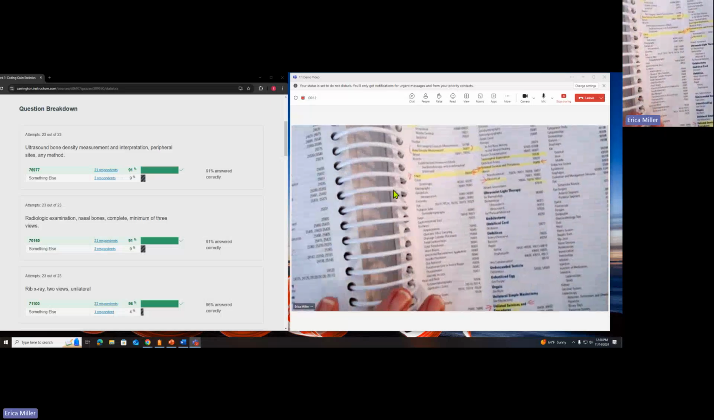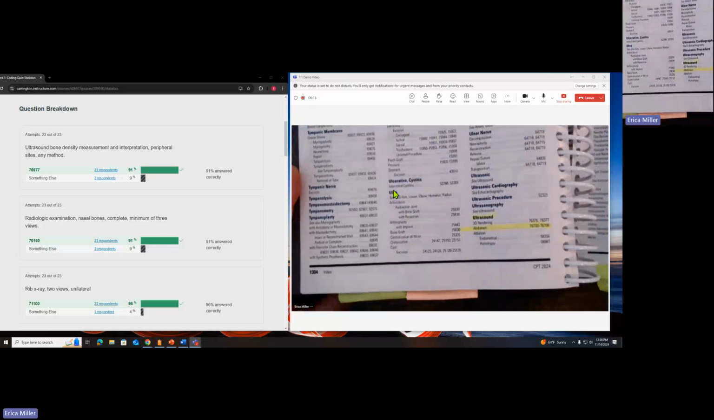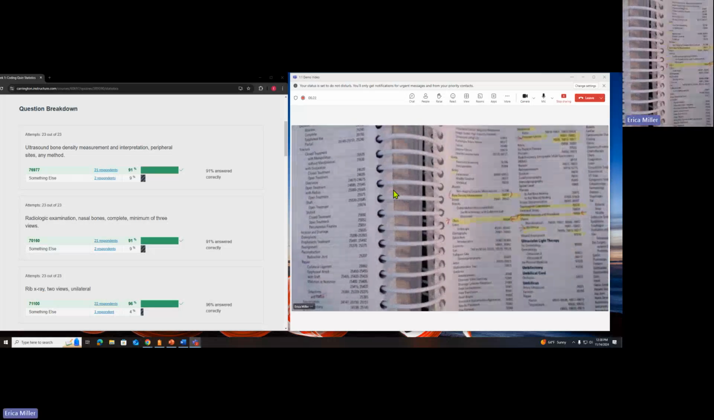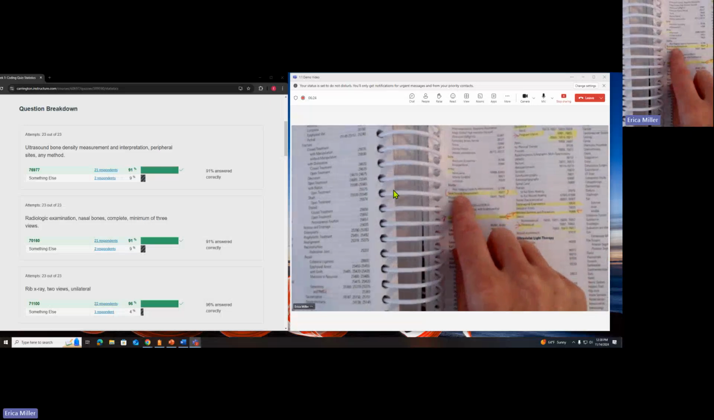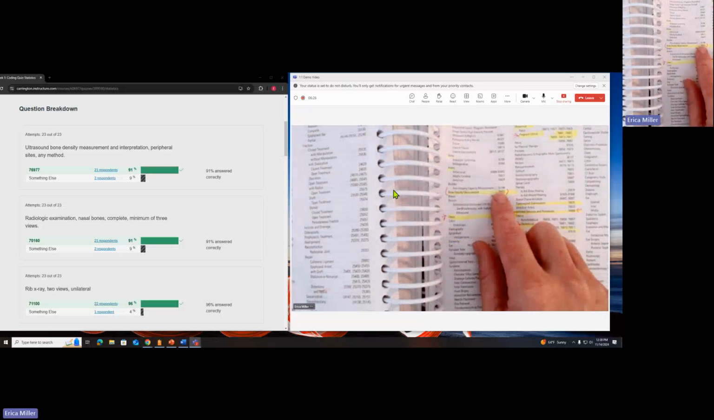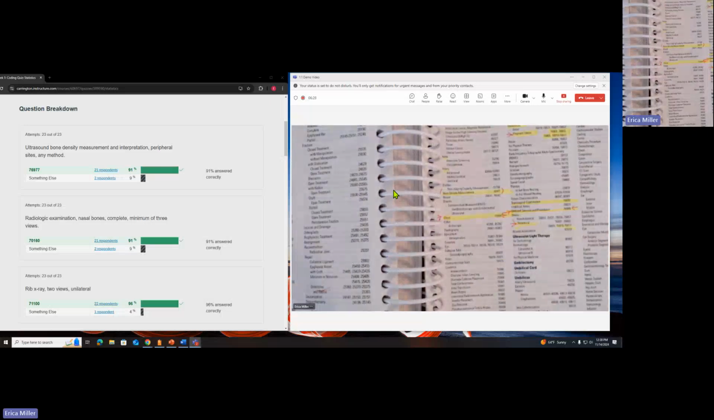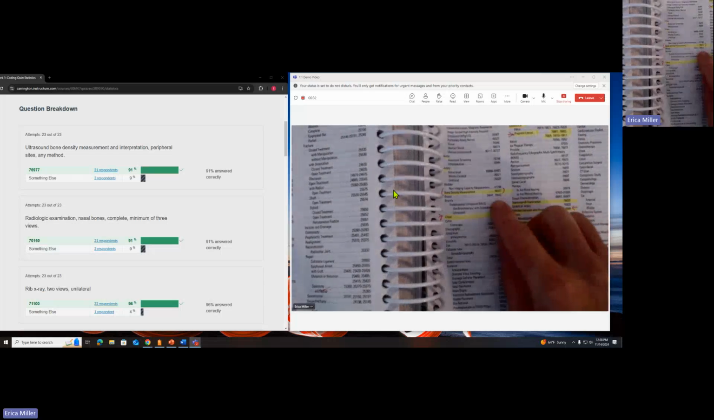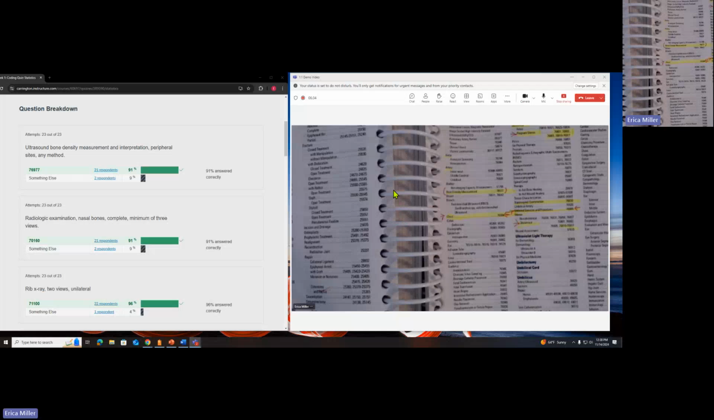That's going to bring me over to a page inside of your index. You're going to want to go to the keyword of ultrasound, okay? And then you will start to look for bone or bone density measurement. You'll find that in the left-hand column. Fortunately, there's only one code there to choose from, and that is 76977. So at this point, you would take it back over to your tabular section.